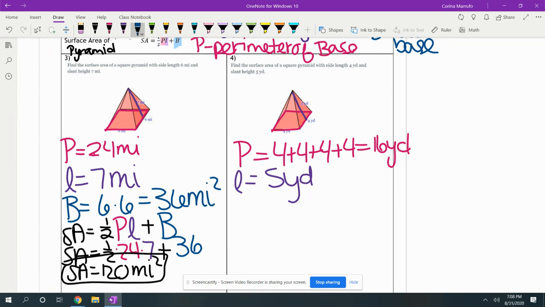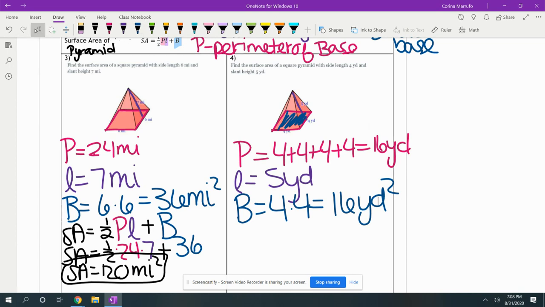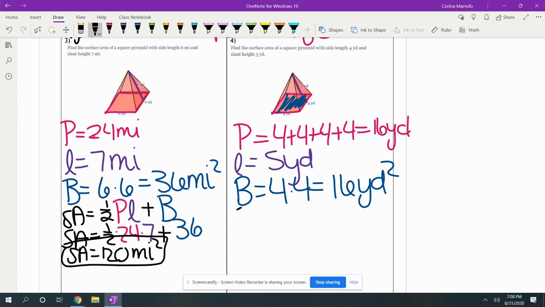Okay. Then we have big B. Big B stands for the area of the base. So to find the area of the base, we're going to do base times height, or 4 times 4 of that square, which gives us 16 yards squared. And because this is area, that one is squared. Okay, so we go ahead and plug it into our surface area formula, which is 1/2 times P, which is our perimeter, times L, which is our slant height, plus our base, big B.